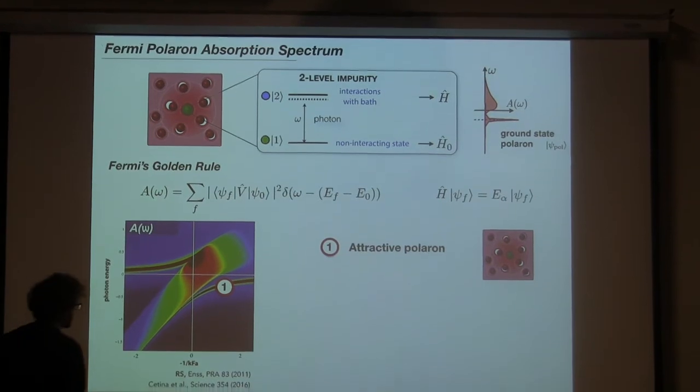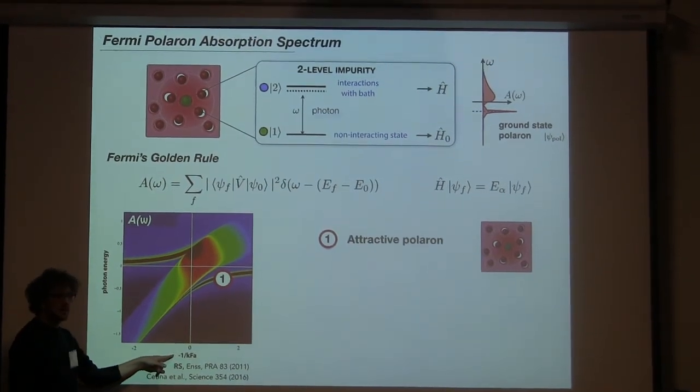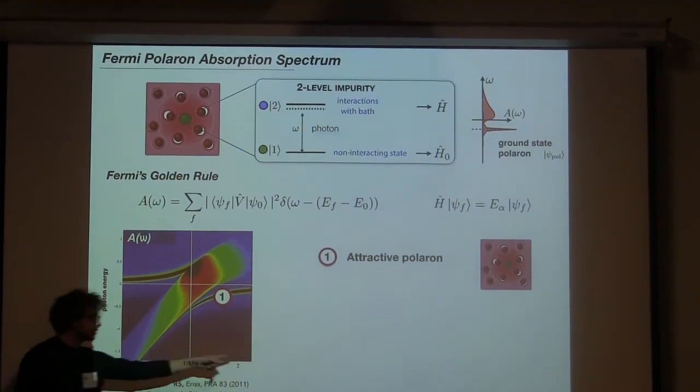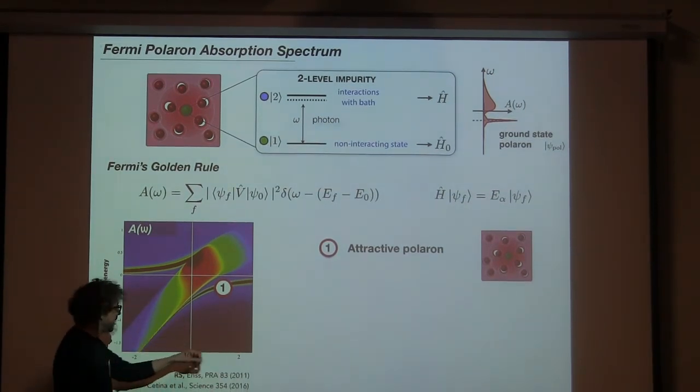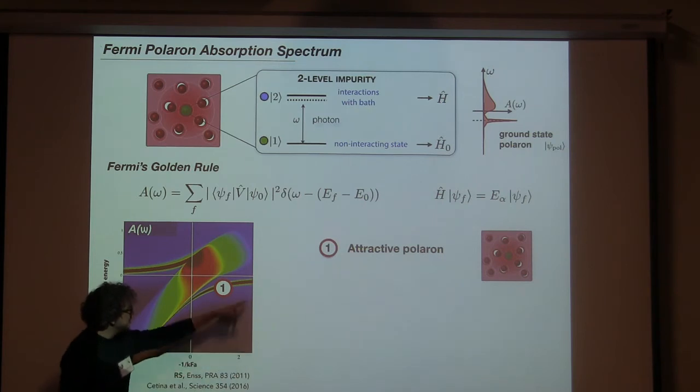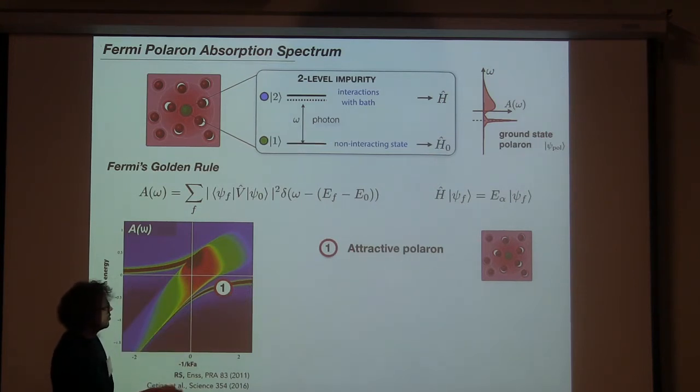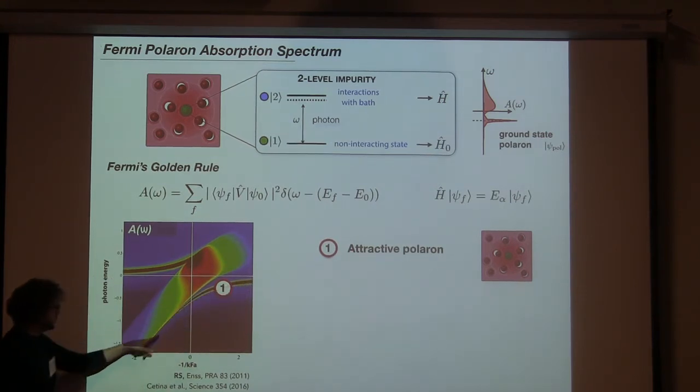This time, I'm sorry, I do something nasty. There's a minus sign. Before, weak attraction was here; now weak attraction is over here. It's just because experimentalists like to plot it this way. So we have weak attraction here. We already got in the ground state the delta peak when we hit the polaron energy. And this is the so-called attractive polaron, which becomes more and more deeply bound as we go to stronger and stronger interactions.